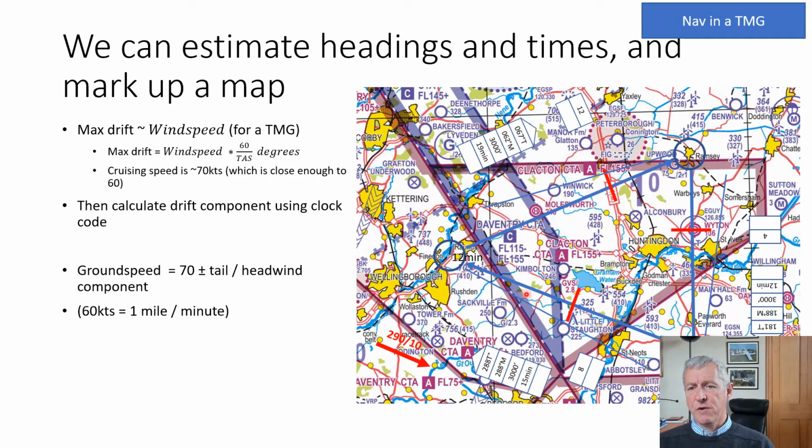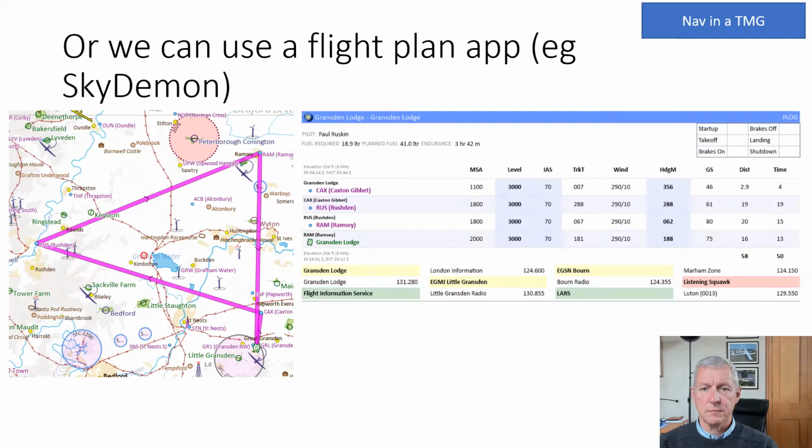So we've done that for each of the legs, and here's a map marked up which would allow us to fly without using the GPS if it were necessary. Or we can use a flight plan app, for example SkyDemon, which is a really good example of such a thing. I really would recommend that to anybody doing any serious amounts of VFR or IFR power flying.